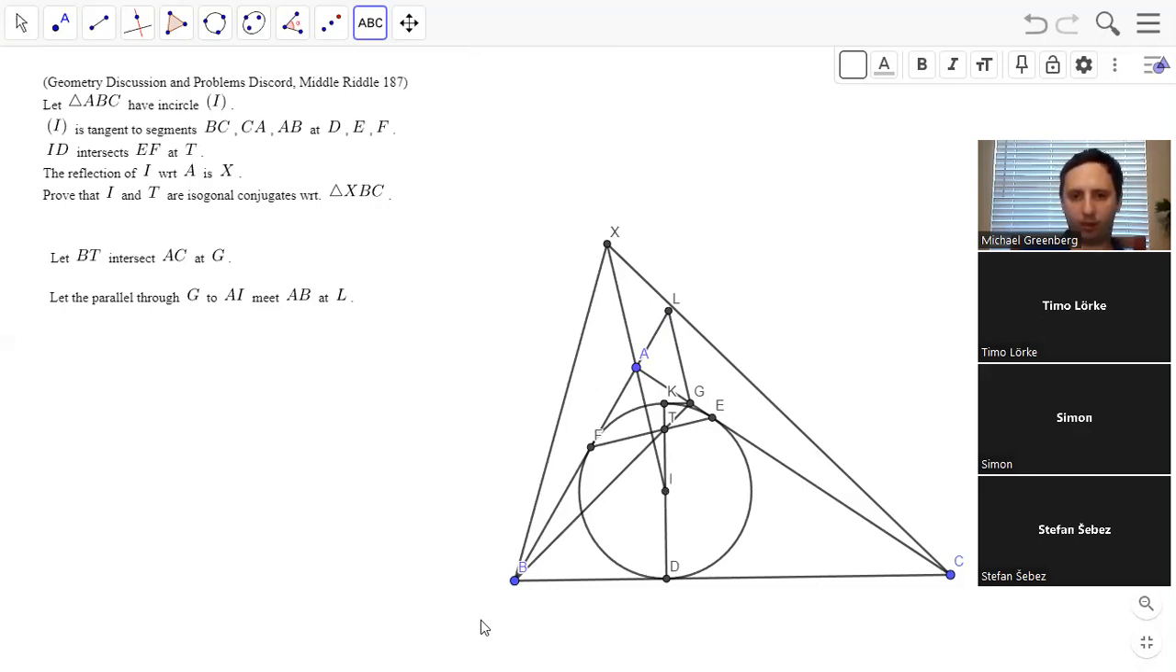So first we want to show BLGI is cyclic. At first we have to prove that if we have the tangent of G to the incircle, that GK is parallel to BC. That's the first step. Okay, so we do have to prove that. Okay. Yes. And then after that, it would be an angle chase to show that BLGI is cyclic. Yeah. Okay.